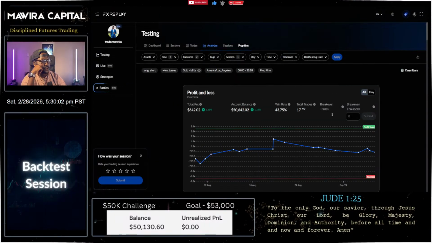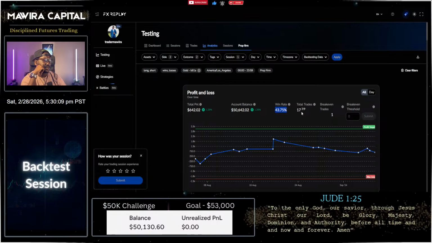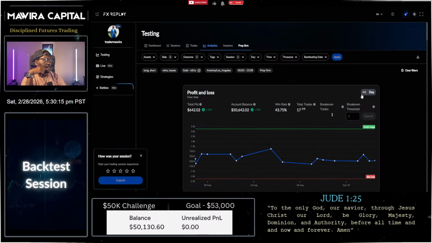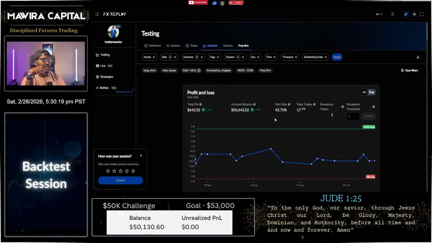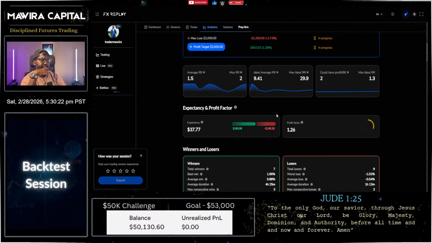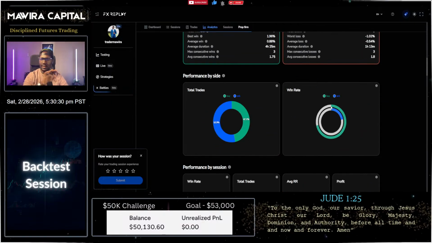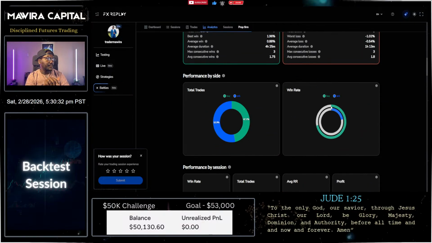So our win rate was 43%. Last week it was 60%. We've taken a total of 17 trades. No, this is for the whole thing. I can't even choose today. Okay, so what am I looking at here? Ideal average RR is 9. Wow.